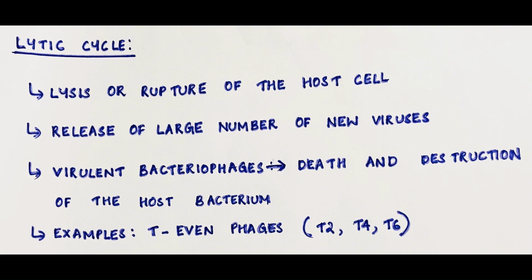Lytic cycle or vegetative life cycle causes the lysis or rupture of the host cell and release of large number of new viruses. Bacterial viruses exhibiting a lytic life cycle are referred to as virulent bacteriophages because it causes the death and destruction of the host bacterium. Examples include T-even phages T2, T4, T6.